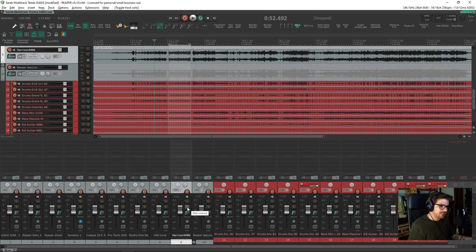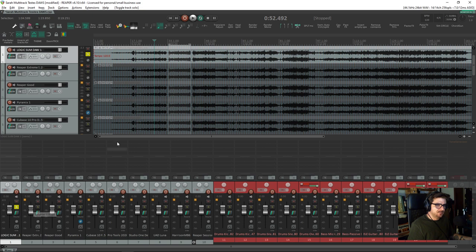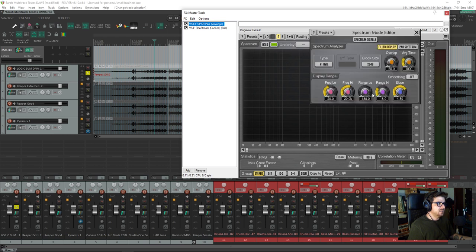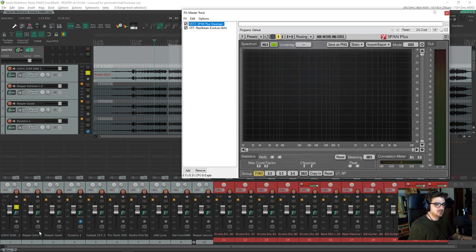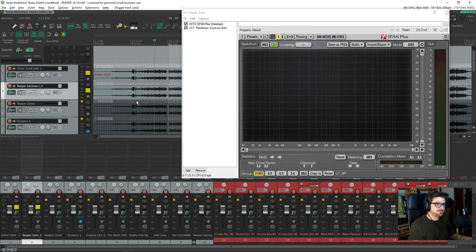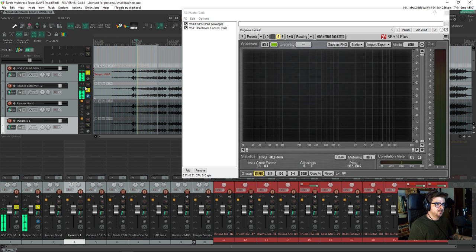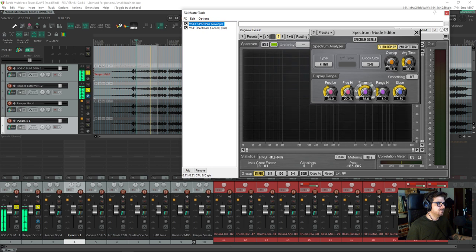Well, not canceling 100%. So the Logic one, and in the master bus, I set up Voxengo SPAN using these settings for the low range. Because normally what you have is something like -6, -60. And if I play Logic against Reaper, you can see, if I change the polarity of one of them, they cancel in sound. And my meters do not show any information, okay? But if I go to a lower range, we can see that some information is there. So this means that they do not cancel 100%.